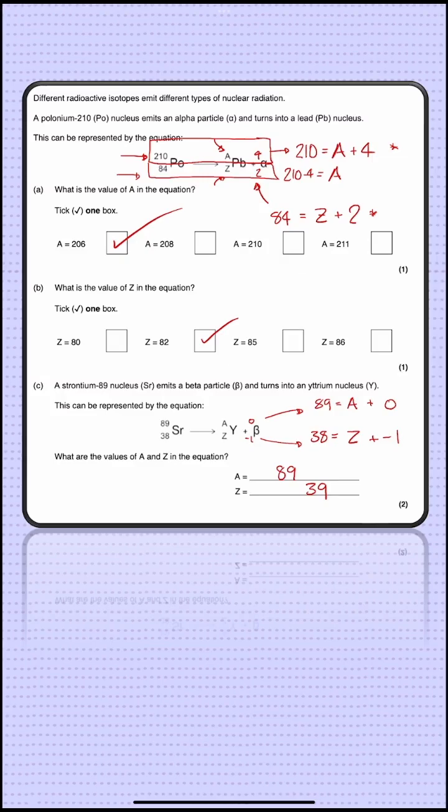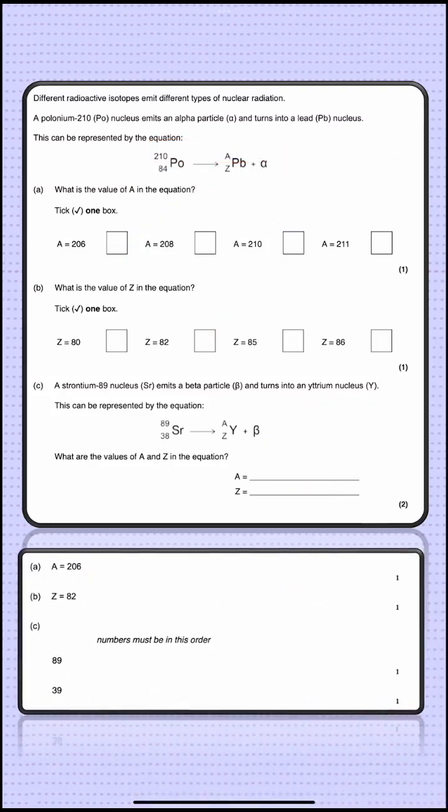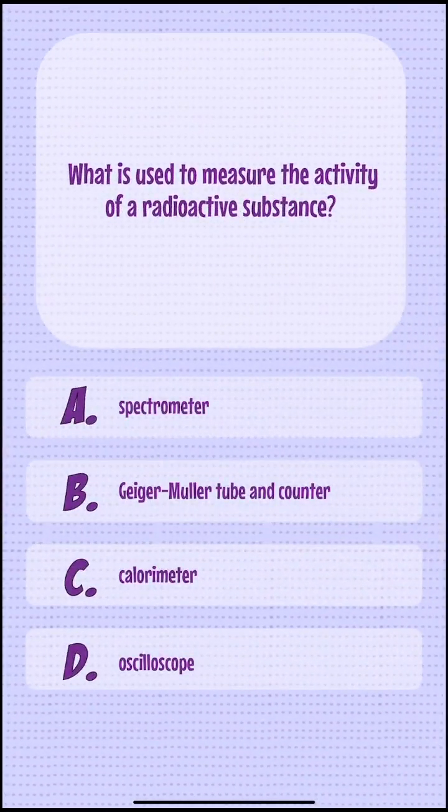So I hope that makes sense. If it makes sense, guys, just tap on the screen a few times. Just let me know if you want me to re-explain any of those. And we'll look at the mark scheme while you guys do that. So we've got A, 206. Yep, we got that. And 82 for the second one, and then 89 and 39. That was fine. We got 4 marks. That all makes sense, hopefully.